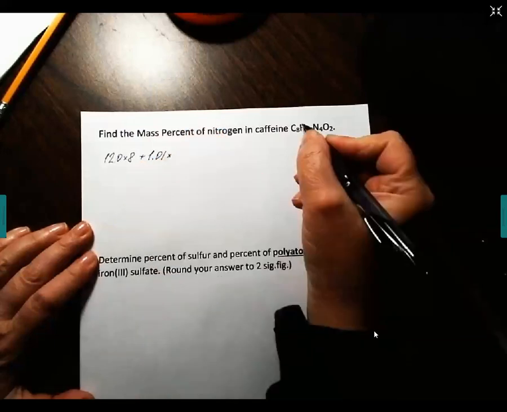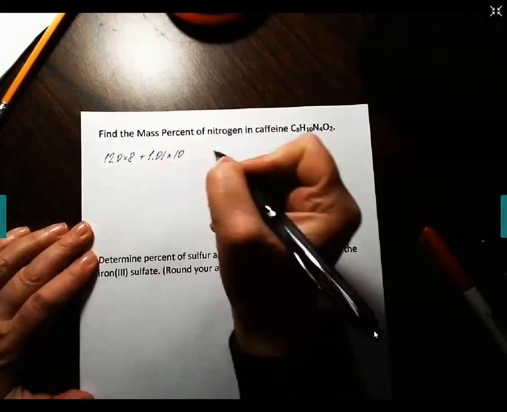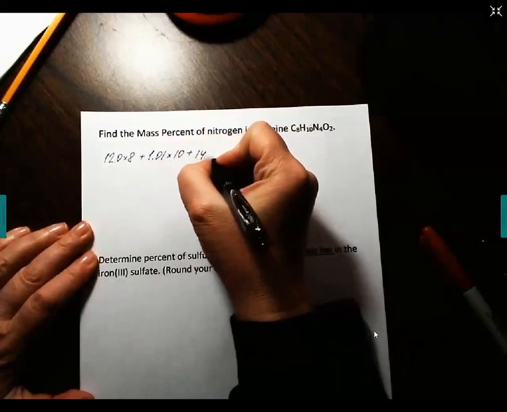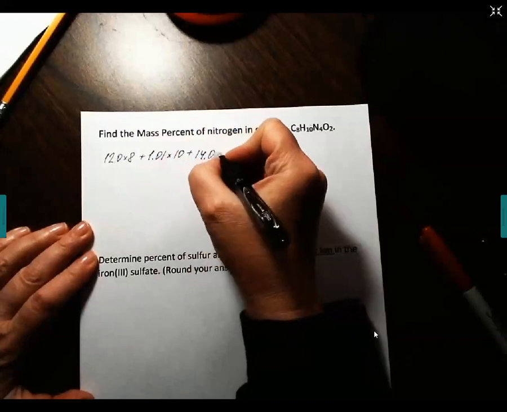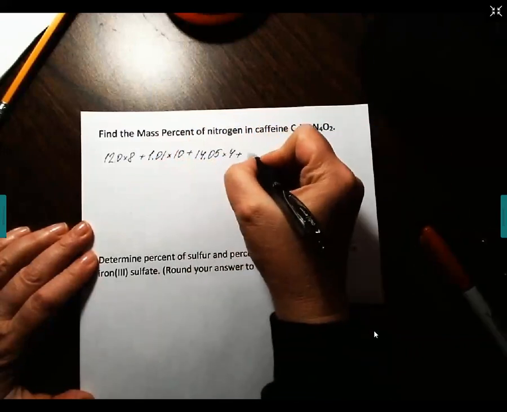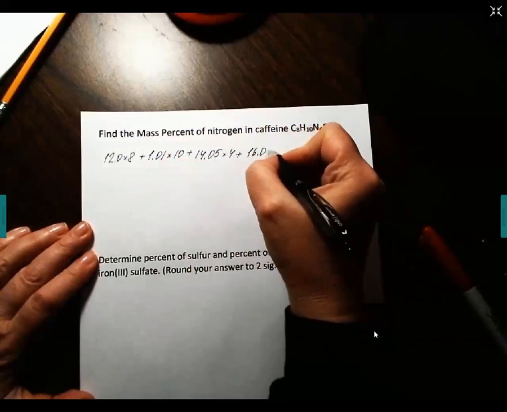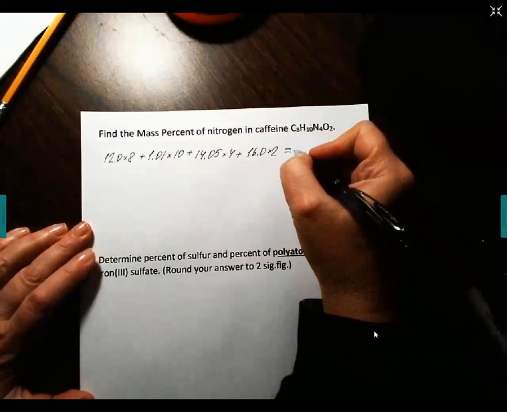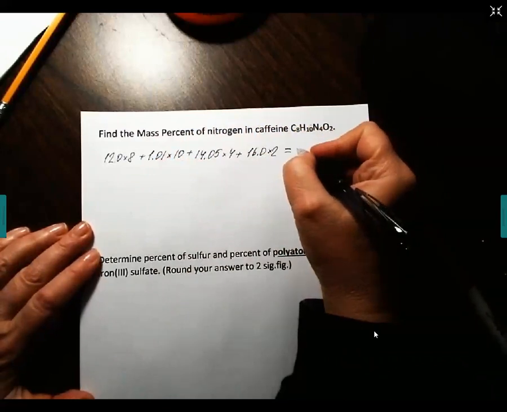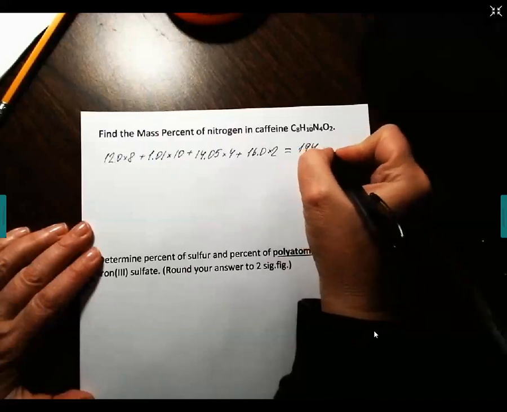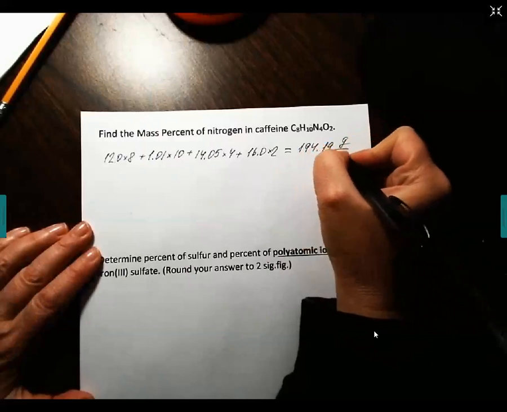1.01 times we have 10 hydrogens, times 10, plus 14.05 times 4, and plus 16.0 times 2. And altogether it's going to be 194.19 grams per mole.